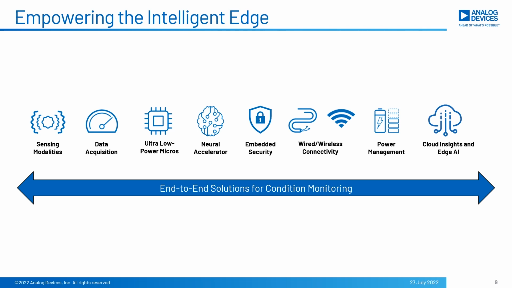And then we need to communicate these asset health insights. From a wired perspective, it could be IO-Link, RS-485, or industrial Ethernet, and specifically new standards for industrial Ethernet like 10BASE-T1L. On the wireless side, we have SmartMesh, a very robust, ultra-low power mesh network, or BLE.